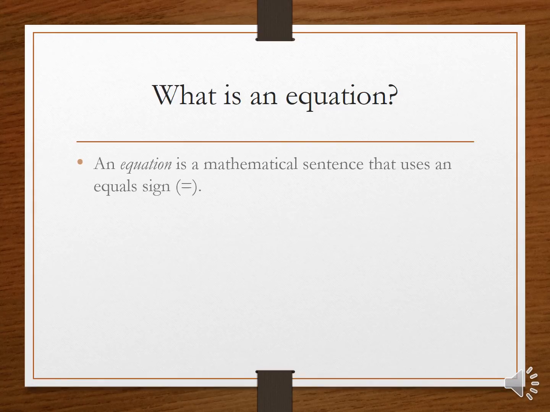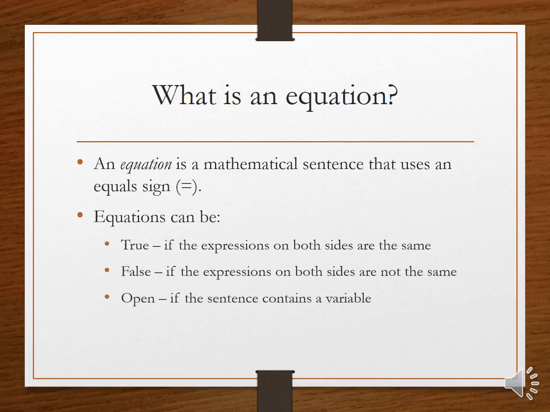Let's discuss what an equation is. It's a mathematical sentence that uses an equal sign. Equations can be one of three things. They can be true if the expressions on both sides are the same. They're false if the expressions on both sides are not the same. And they're open if the sentence contains a variable.